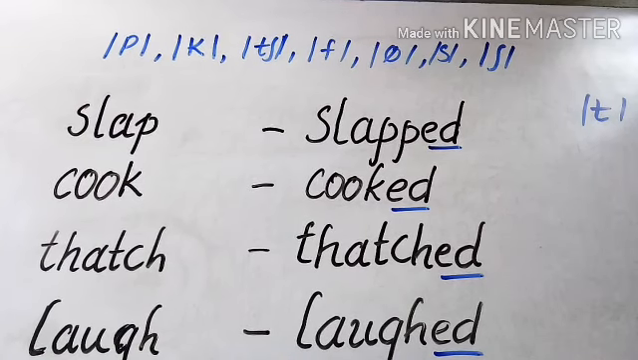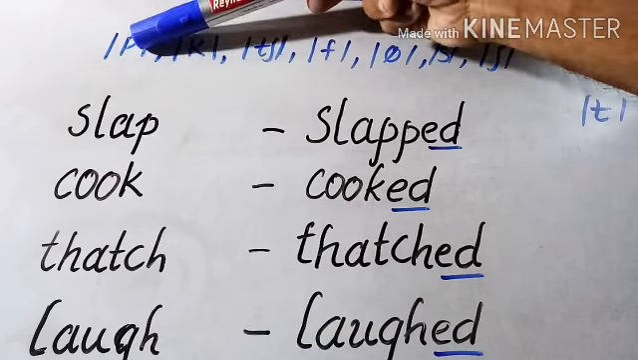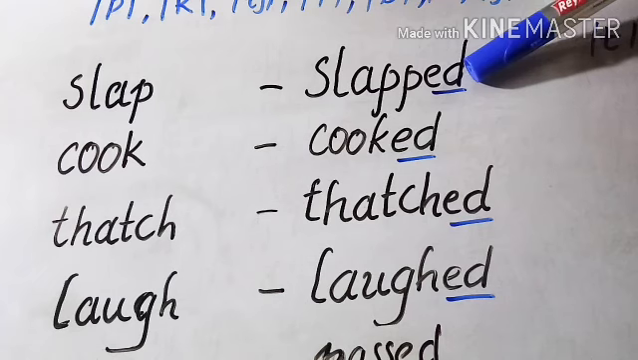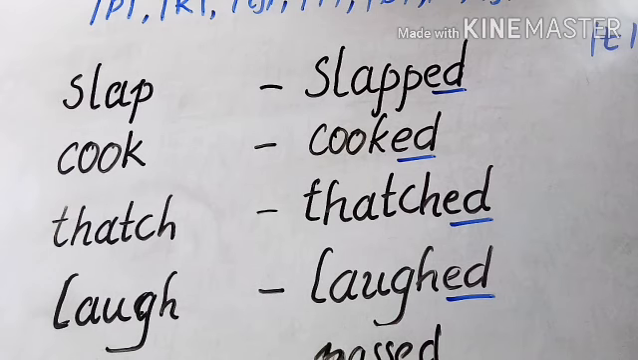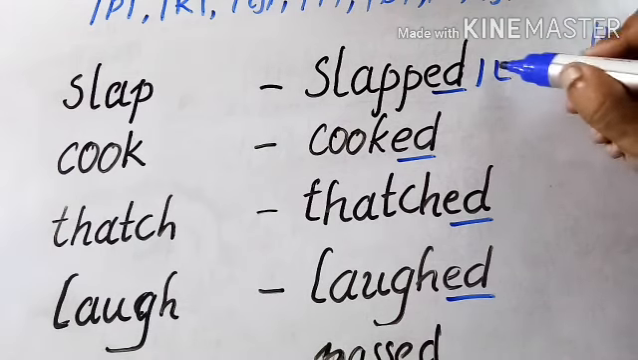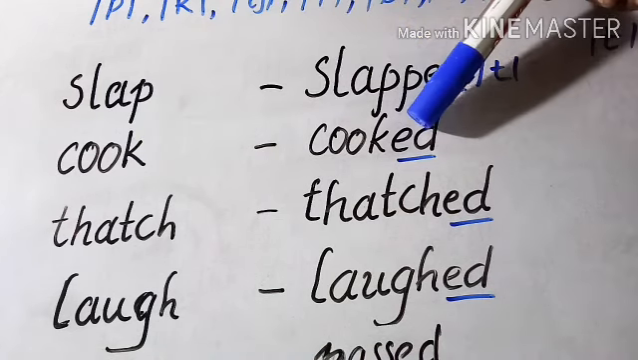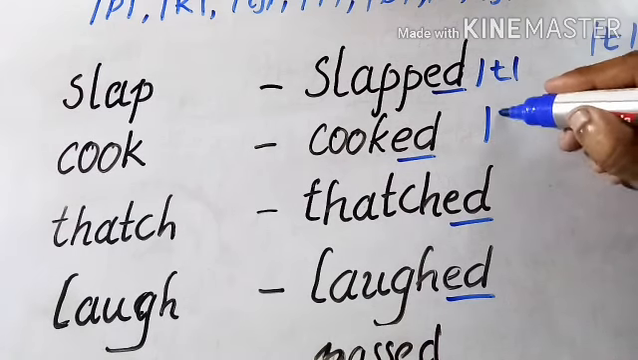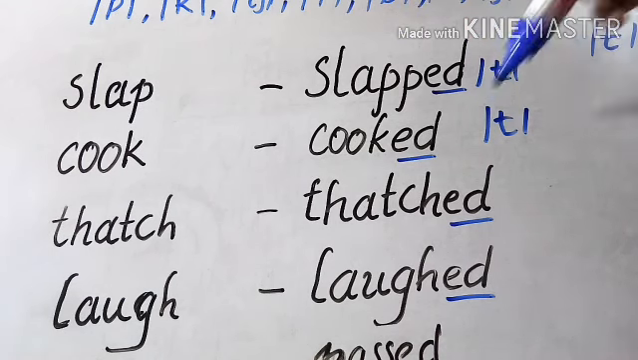For example, if you take the consonants here, the first is p. It's a voiceless consonant. When ed is added, slap plus ed, not slapped, it is slapped. This ed is t. Next voiceless consonant is k. When ed is added, k plus ed, t, cooked. This is slapped, this is cooked.